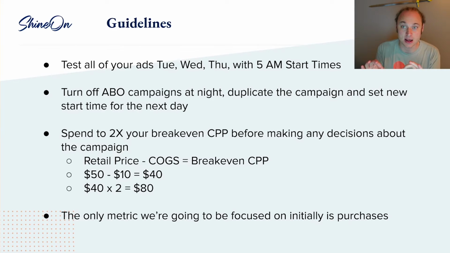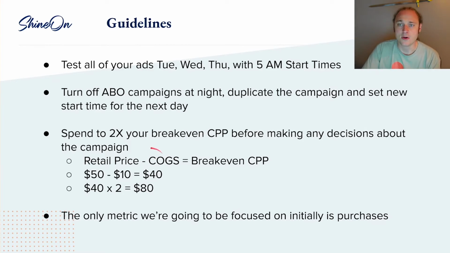For ad set budget optimization, though, I am. I start at 5 a.m., let it run till night, turn it off, duplicate the campaign, set a new start time for 5 a.m. the next morning, let it run till night, turn it off, duplicate the campaign, set a new start time for 5 a.m. Thursday morning, let it run till that night, turn it off, and move to the analysis phase. I hope that makes sense.